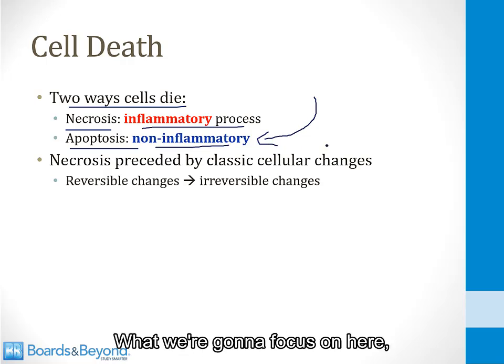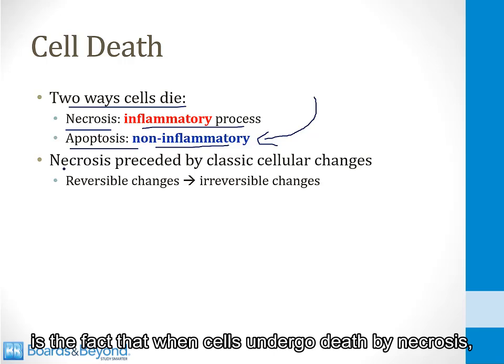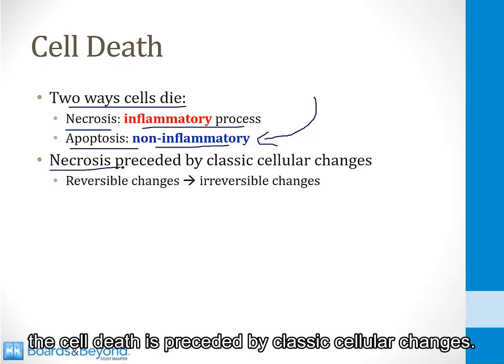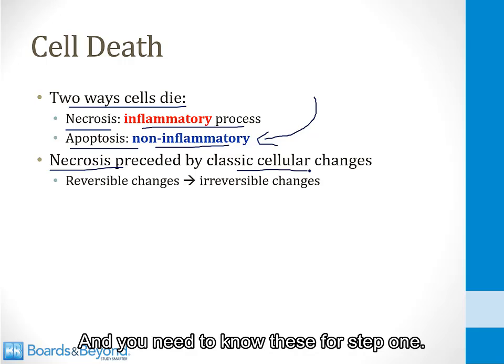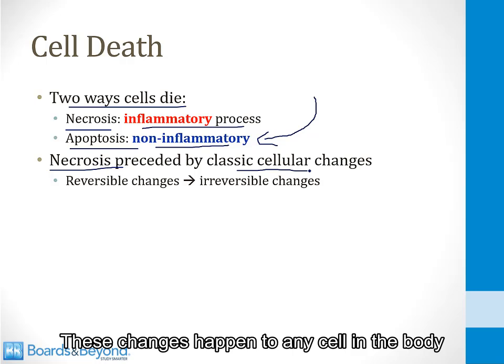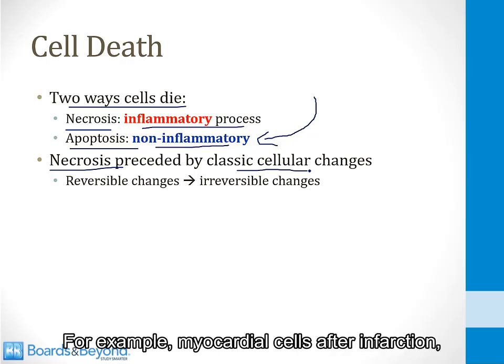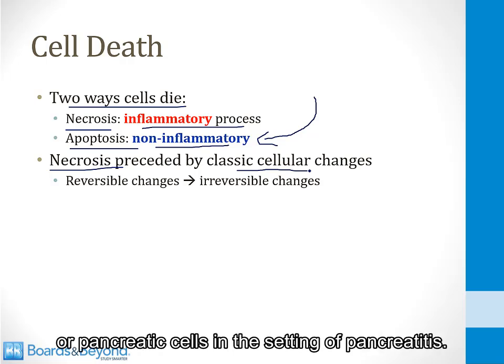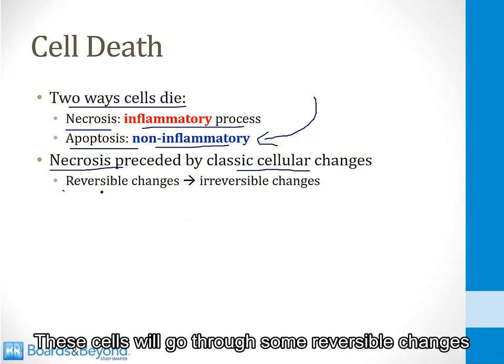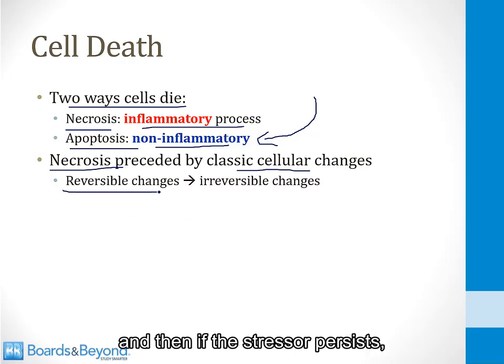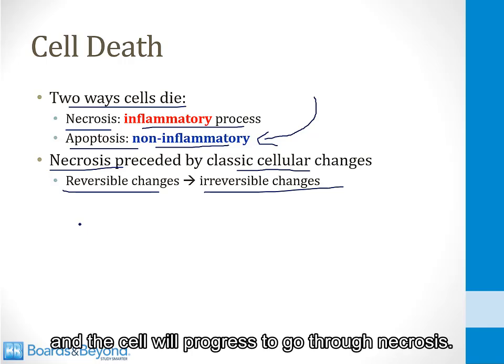What we're going to focus on here is the fact that when cells undergo death by necrosis, the cell death is preceded by classic cellular changes, and you need to know these for step one. These changes happen to any cell in the body that's going to undergo cell death by necrosis. For example, myocardial cells after infarction, or pancreatic cells in the setting of pancreatitis. These cells will go through some reversible changes of cell injury, and then if the stressor persists, the changes will become irreversible and the cell will progress to go through necrosis.